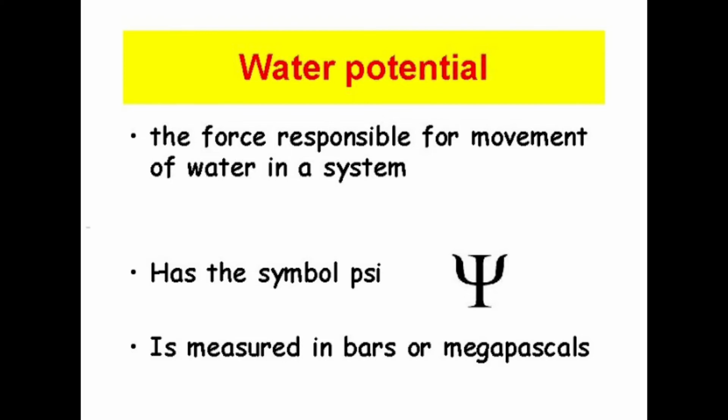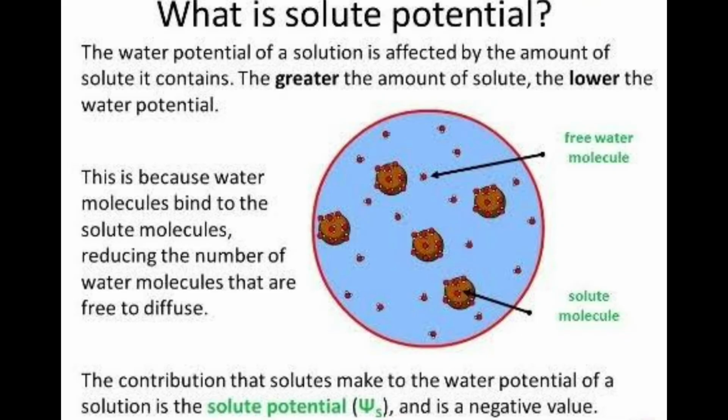If you add some salt or some sugar to pure water, then the kinetic energy of the pure water will be reduced. That potential is called solute potential. It is denoted by psi s. It is always negative, because we have added some solute molecules to the pure form of water or pure form of liquid.